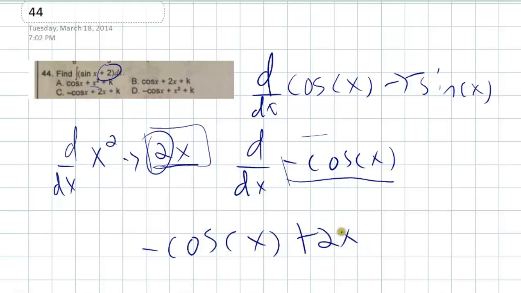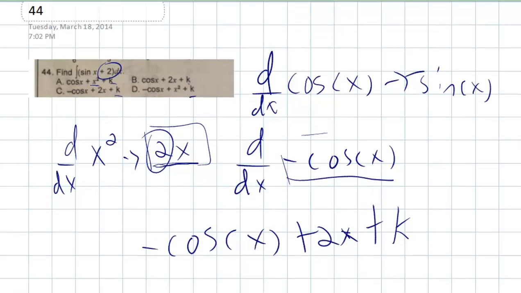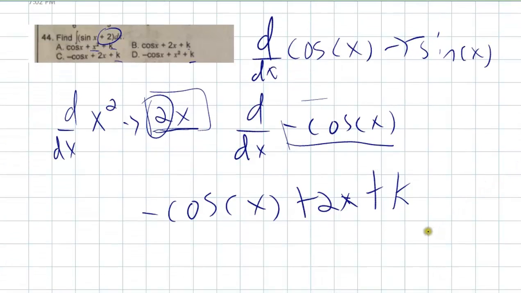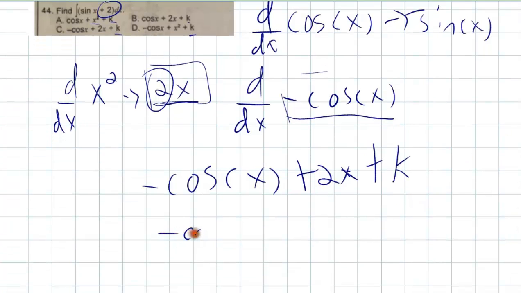And there's one more part. You'll notice all of these have plus k. That's very necessary, because when you're taking the integral of something, there can always be another number added on to this, some sort of constant that could be pretty much anything, as long as it doesn't have a variable tagged onto it. So say the starting function had been negative cosine of x plus 2x plus 8.